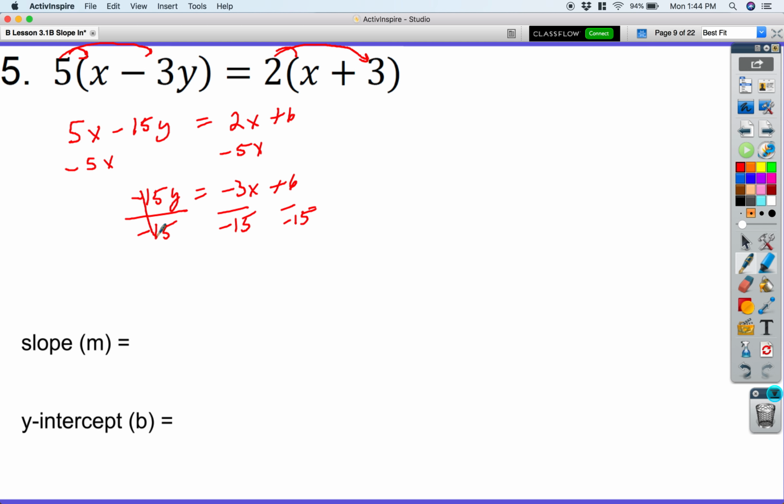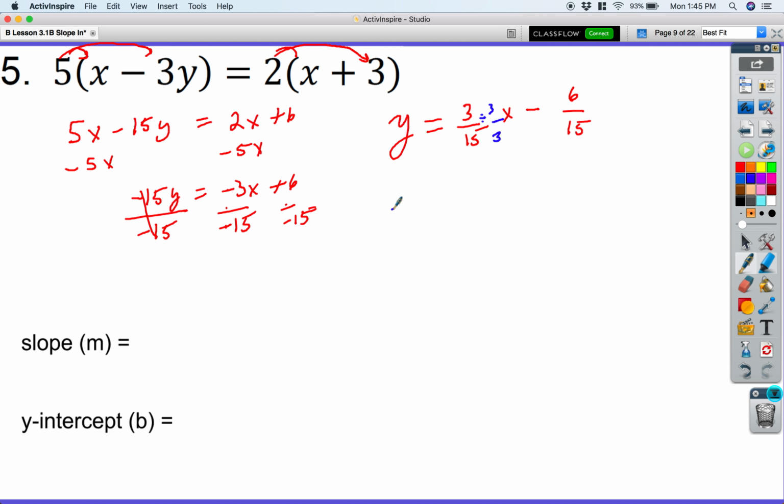And now I need to reduce these. So you don't want to leave it just looking like that. So I have y equals a negative divided by a negative is a positive 3 over 15x, and a positive divided by a negative is a minus 6 over 15. Now I'm almost done. I'm still looking at the 3/5, and I notice that they can both be divided by 3. I'm reducing right here.